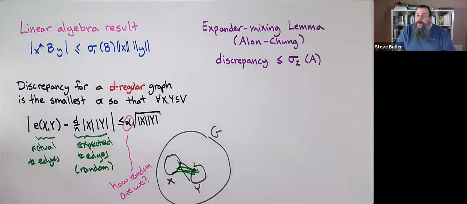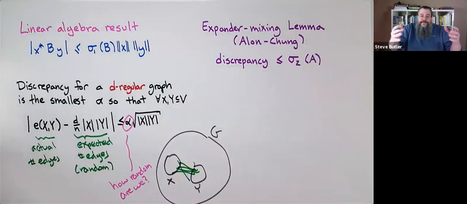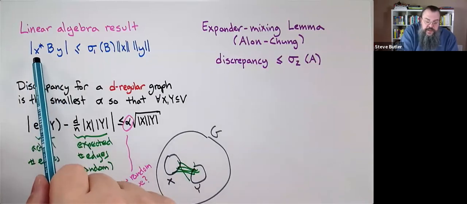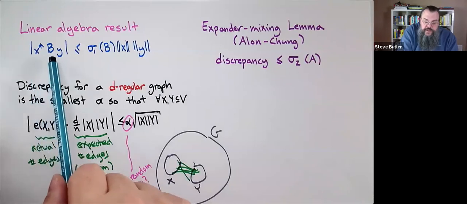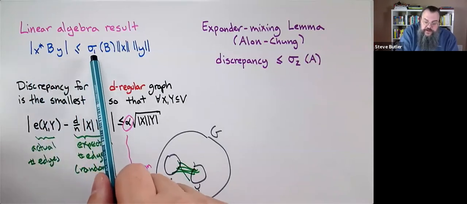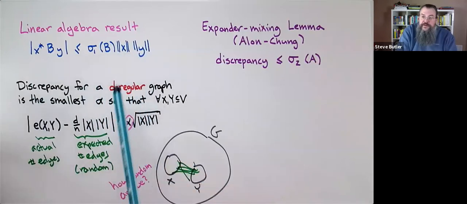Now, how does the proof go? You might notice I skipped over something. There's this linear algebra result. Well, of course, spectral graph theory is all about looking at matrices, and so it's not surprising that we should see linear algebra coming in. The linear algebra result says, for any matrix B, x star By is always bounded by the largest singular value of the matrix B times the size of x, size of y. These are the two norms.